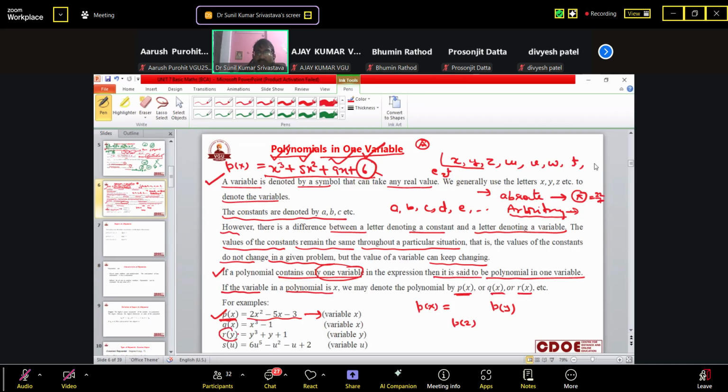Here the polynomial R(y). The polynomial expression is in y. So the expression will be in terms of y, because y cube plus y plus 1. The variable here is y. Similarly, 6u minus u, and here the variable is u. So if the variable in the polynomial is x, we denote it by P(x), P(y), and Q(x). So we denote the polynomial in terms of its variable. If the variable is x, we denote P(x). If the variable is y, we denote P(y). If the variable is z, we denote P(z). If the variable is t, we denote P(t).